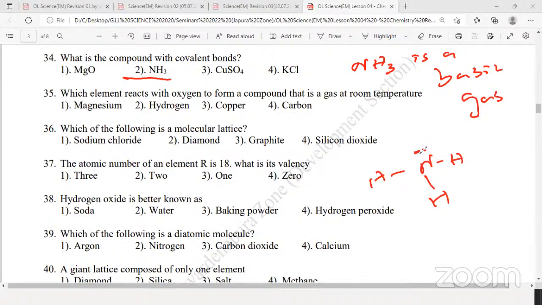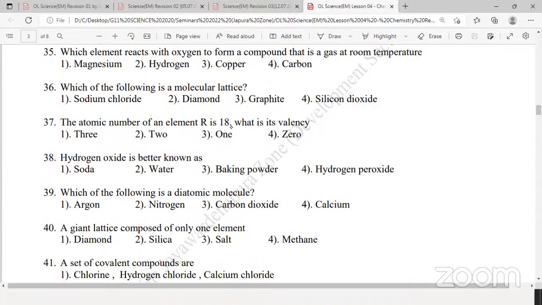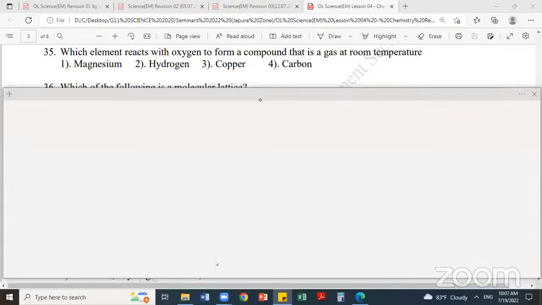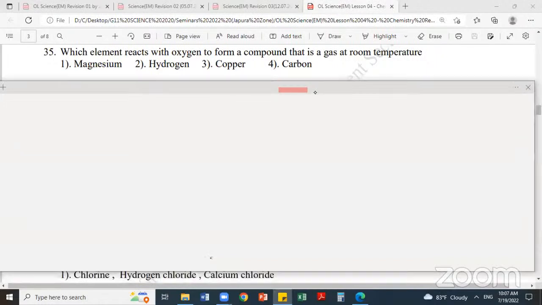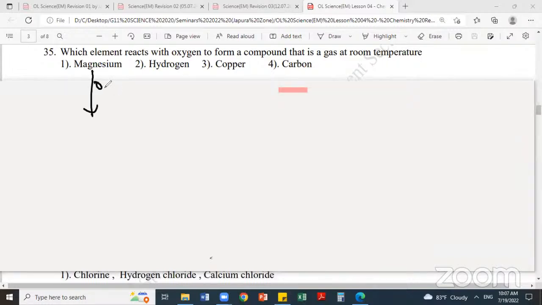Question number 35. Which element reacts with oxygen to form a compound that is a gas at room temperature? You had to put a question mark. Okay, I'll erase the screen and let's move to question number 35. Look at the screen, everyone. A gas. Okay, let's see. First one, when metal combines with oxygen, it's a metallic oxide. I'll write the formula under each. Magnesium combines with oxygen to form what? Magnesium oxide. It's a solid, ionic solid.